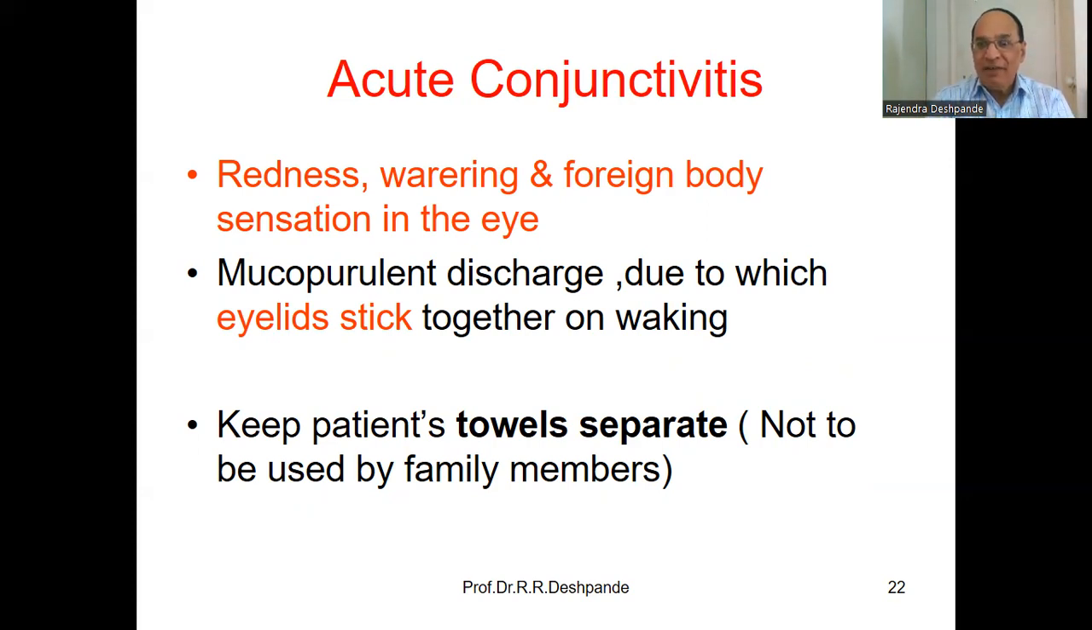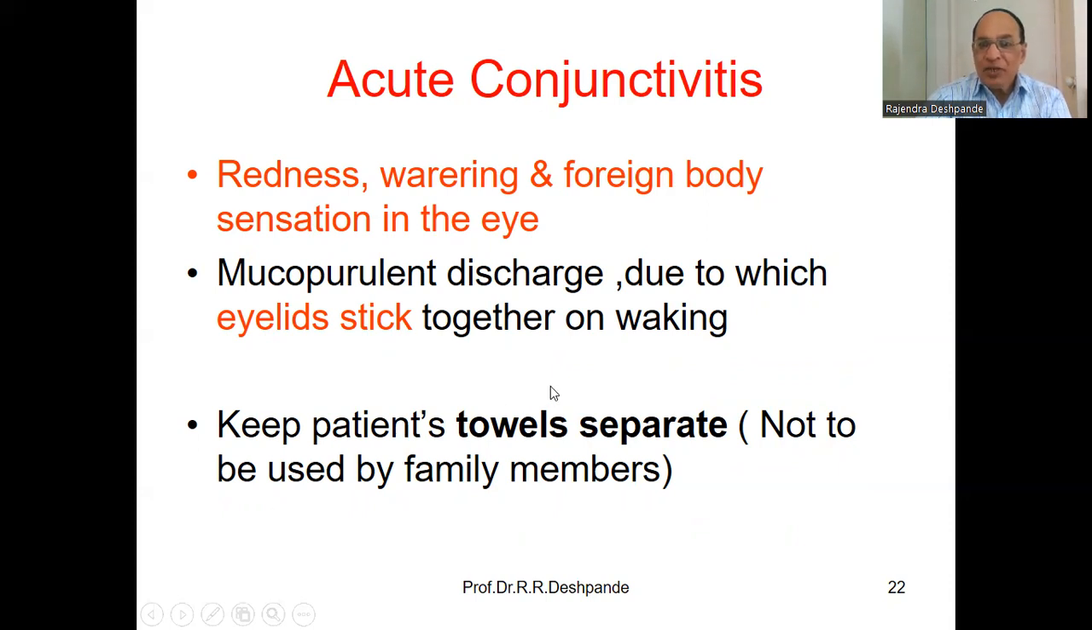Okay. Now conjunctivitis. What is conjunctiva? It's a mucosal lining on the palpebral conjunctiva and also on the middle part. Redness, watering, and foreign body sensation in the eye are the specialty of conjunctivitis. These 3 important symptoms: redness, watering, and foreign body sensation. Then there will also be mucopurulent discharge, due to which eyelids stick together when the patient wakes up in the morning. Especially this can happen with children. They complain that when they get up in the morning, their eyelids stick together because of this mucopurulent discharge.